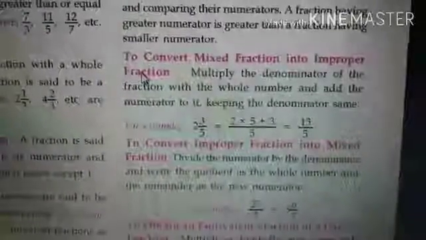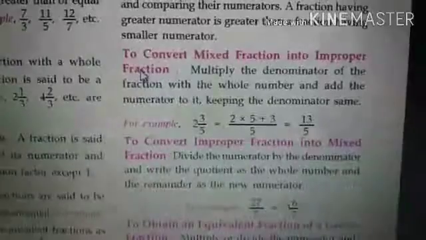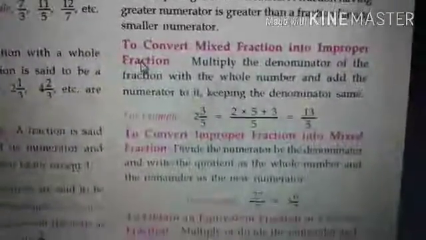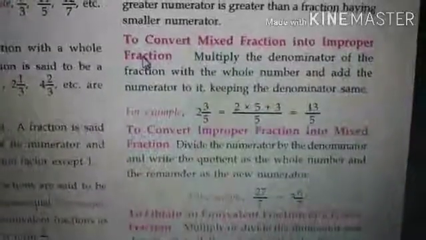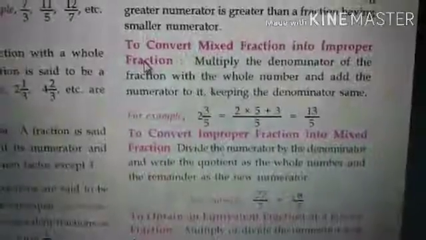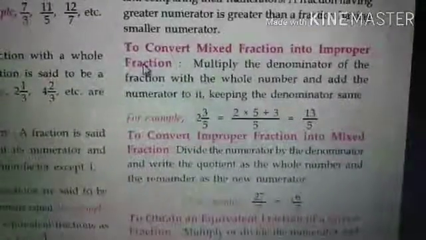So let's see. Multiply the denominator of the fraction with the whole number and add the numerator to it, keeping the denominator the same. For example, 2 and 3/5. This is a mixed fraction. Now we have to convert this mixed fraction into an improper fraction.